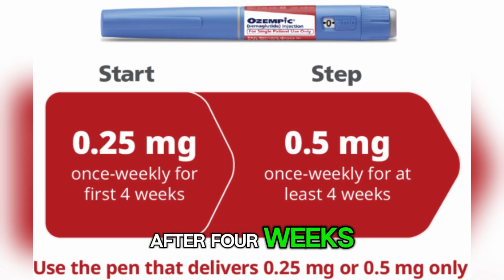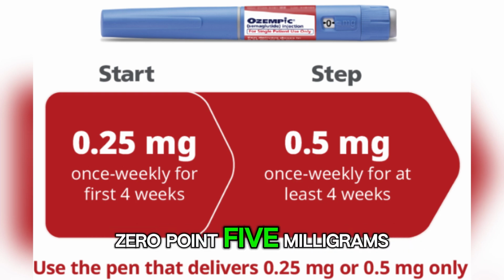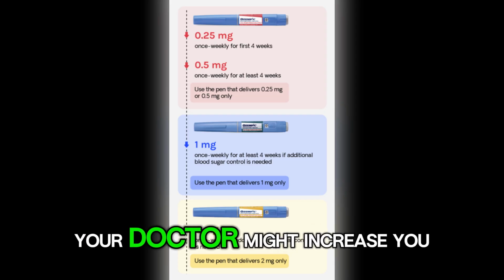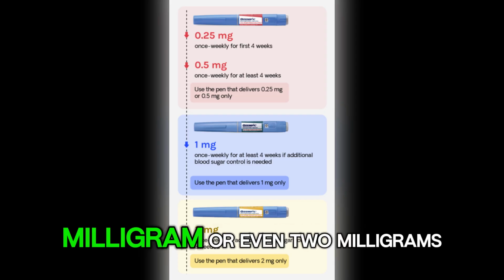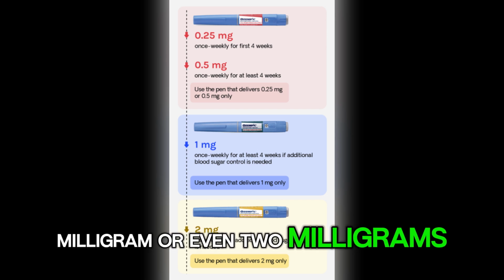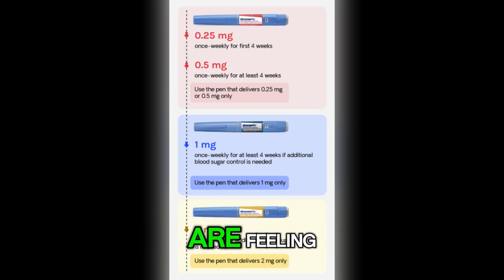After 4 weeks, your dose usually increases to 0.5 milligrams. From there, your doctor might increase you to 1 milligram or even 2 milligrams based on how well it is working and how you are feeling.